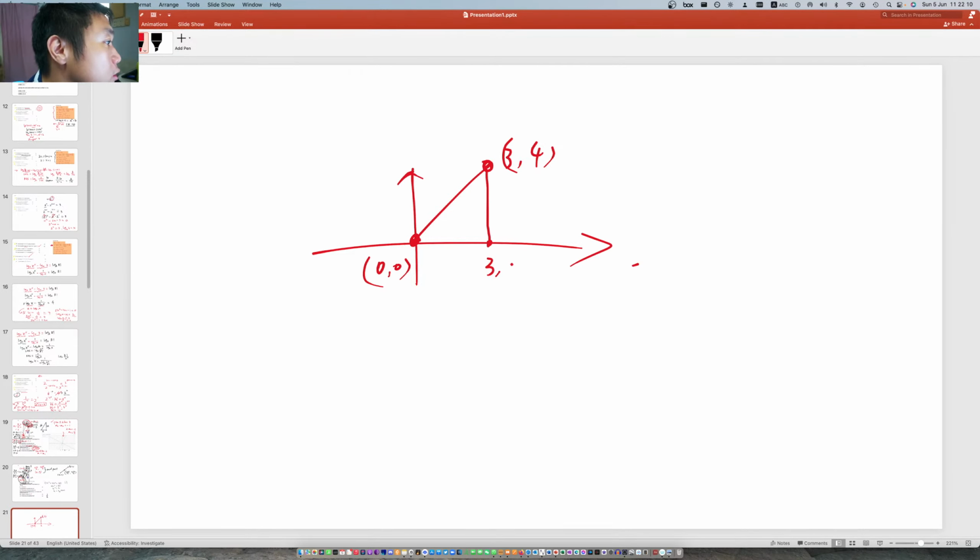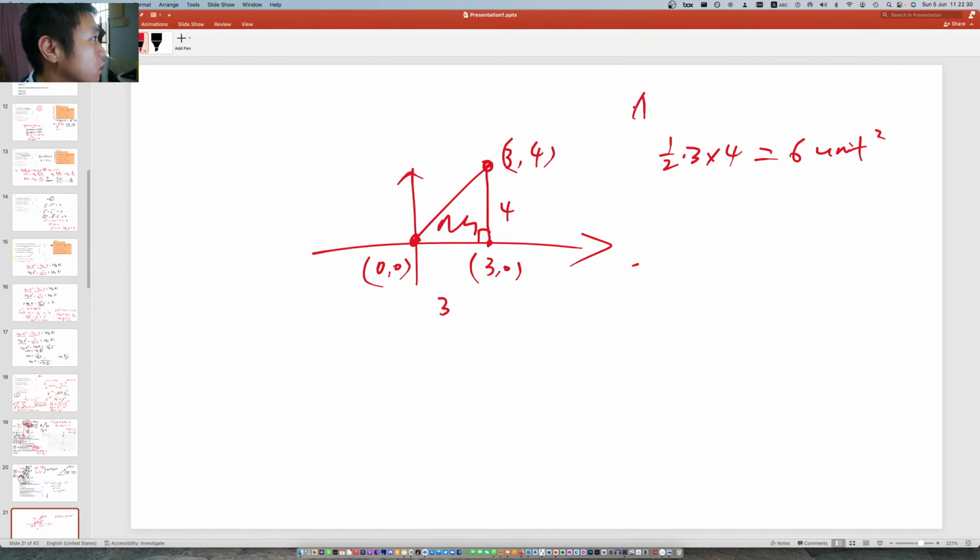Okay. So this point is 3, 0. So how do you get the area of this? Two ways. By the way, this is a right angle triangle. I think it's pretty easy. You just do half times base times height. That's one way. This will give you 6 units squared, right? This is what you learn: area of triangle is half times base times height. I'm using that. Shoelace.